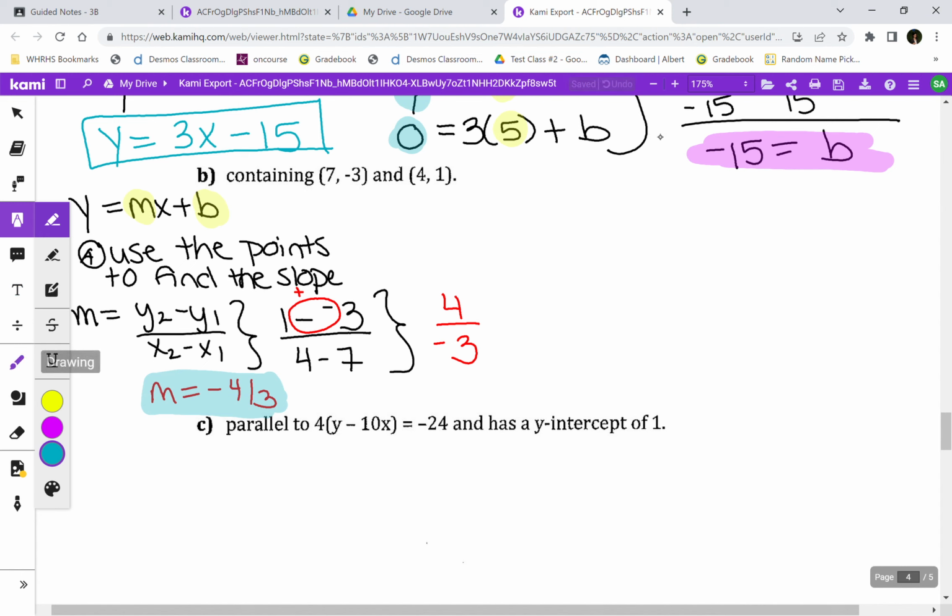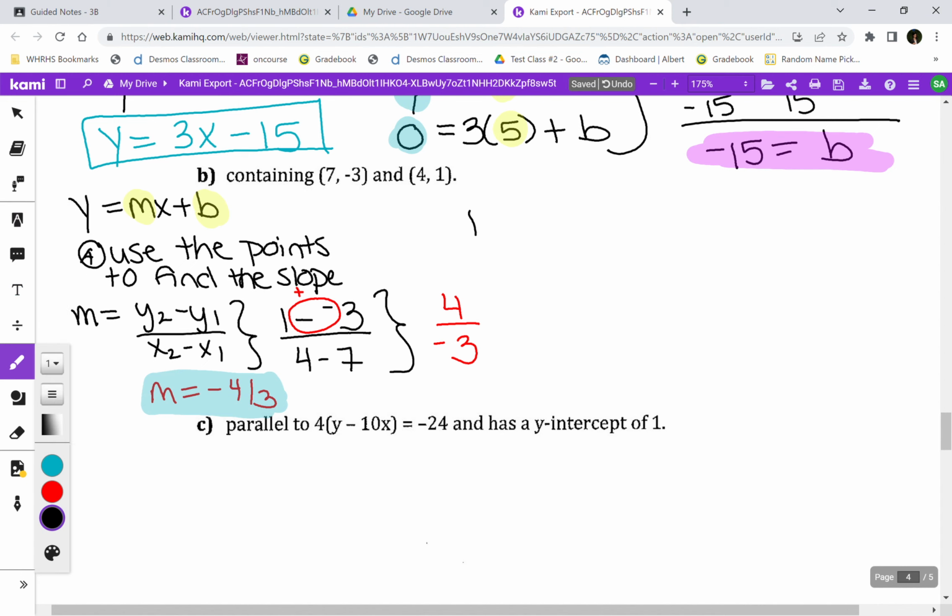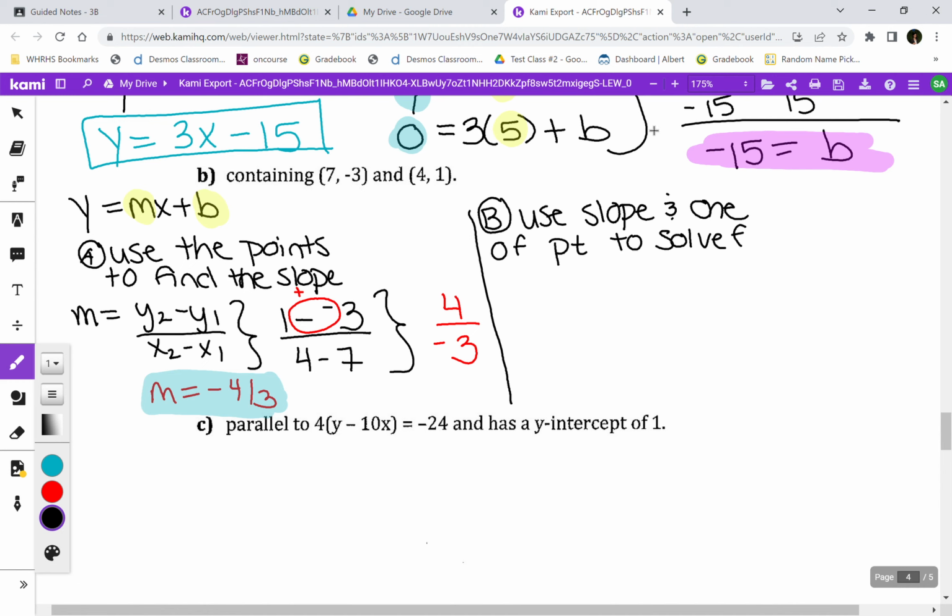All right, so that's our first step. Then we're going to use the slope and one of the points to solve for b. So now I have y equals negative 4/3 x plus b.